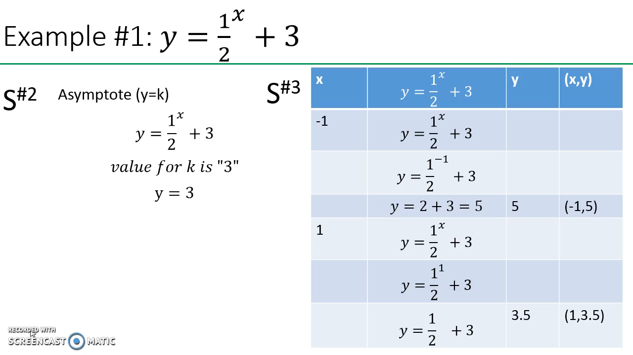Let's take another look at this input-output table real quick. I chose -1 and 1. I plugged in -1 for x, so now I have y equals 1/2 to the -1 power plus 3. Remember, a negative exponent flips what it's attached to, so this 1/2 becomes 2. 2 plus 3 is 5. My first point is (-1, 5). Here, I plugged in 1 for x. Anything raised to the first power is itself, so 1/2 to the first power becomes 1/2. 1/2 plus 3 is 3.5. So my two points are (-1, 5) and (1, 3.5).